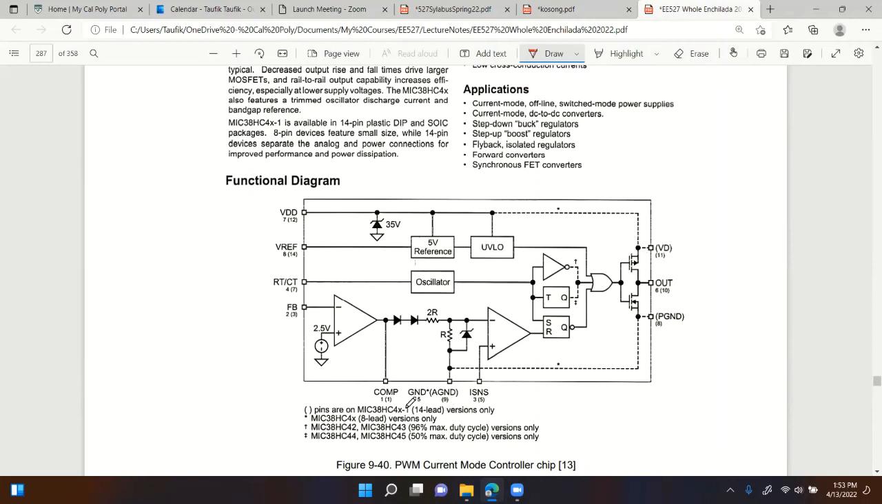These are several of the pinouts, right? You have ISNS, that's for the sensing of the current. Remember, current sensor, it goes to this pin. COMP, this is where you would provide the compensator, which we have not talked about. Feedback, that's where you put the feedback from the output voltage divider, right? RTCT, any guess what that is?